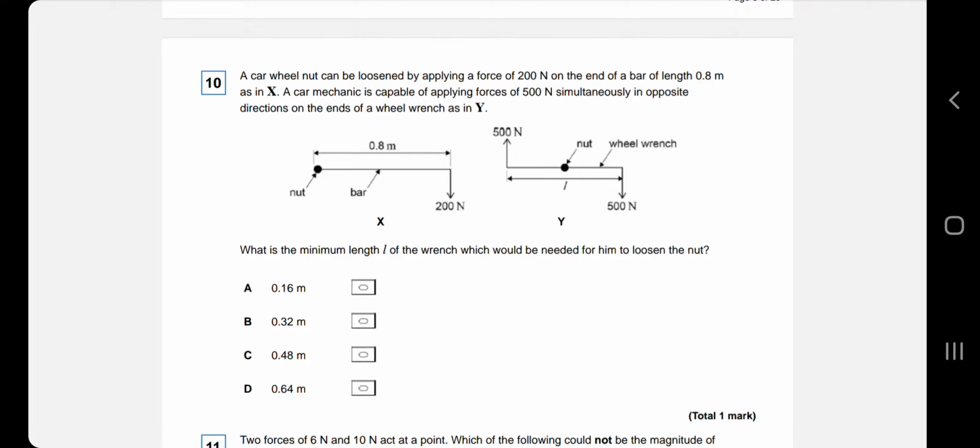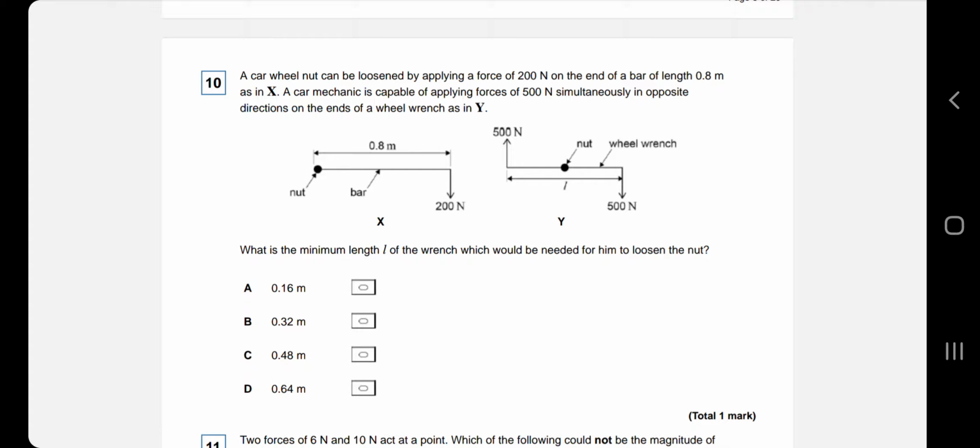So this is the mechanics multiple choice part 2. We're going to continue. A car wheel nut can be loosened by applying a force of 200 newtons on the end of a bar of length 0.8 meters as in X. A car mechanic is capable of applying forces of 500 newtons simultaneously in opposite directions. What is the minimum length L of the wrench which would be needed for him to loosen the nut?